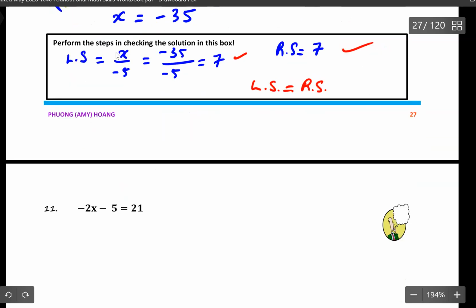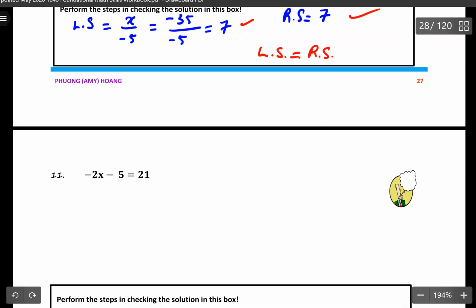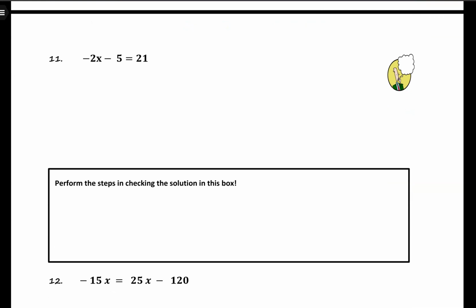So let's continue on. You see it's getting a bit more complicated when we move on to the next questions. In number 11, I have negative 2x subtract 5 equal to 21. What you need to take a look at is, if you are going to perform the expression negative 2 times x subtract 5, according to BEDMAS, you will have to multiply negative 2 with x first.